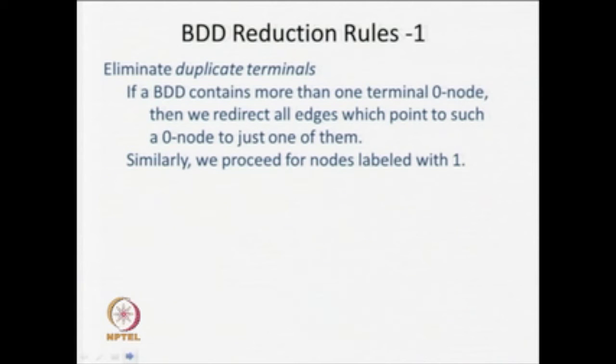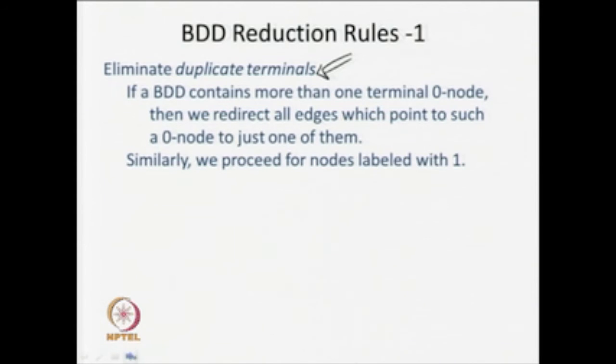Say we have a large number of terminal nodes which represent the Boolean constant 0, then we can represent those terminal nodes with one terminal node. If we have several terminal nodes which represent Boolean constant 1, we can represent those several terminals with the help of one terminal which will represent this particular Boolean constant. So, that is why the first rule says to eliminate duplicate terminals.